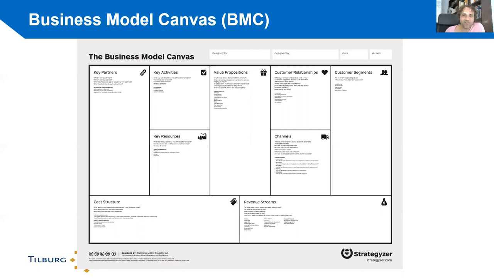And this business model canvas is a tool. If you have a new idea for a new product or service, you can tick off all the boxes and think about: what is our value proposition? Who are our customers? How do we make revenue, etc.